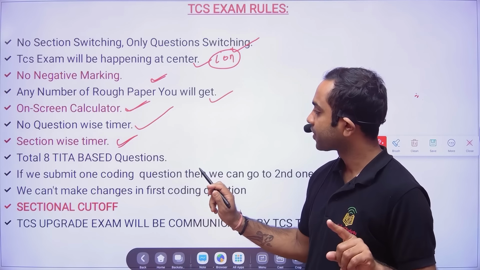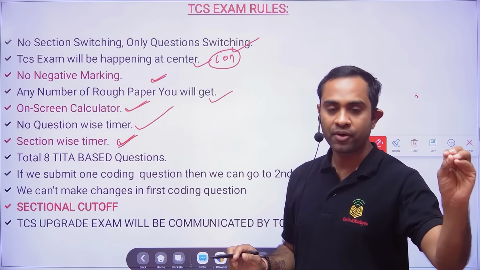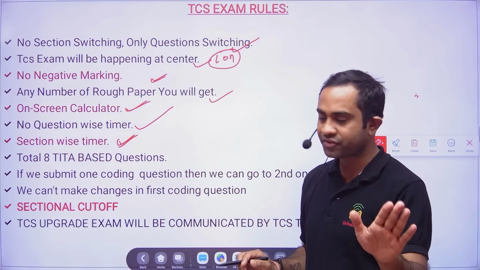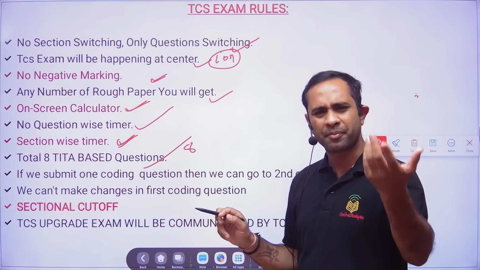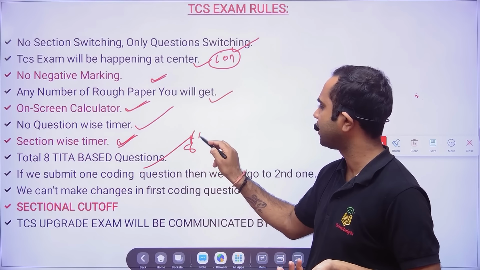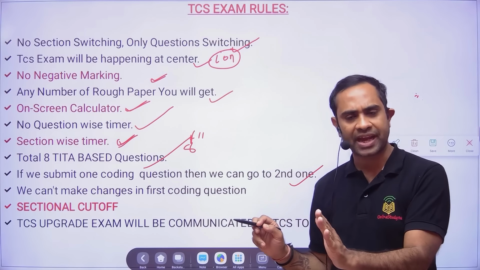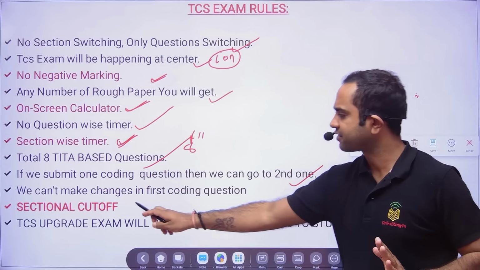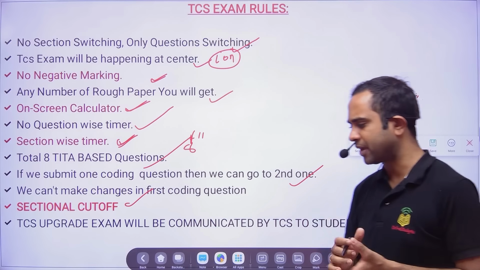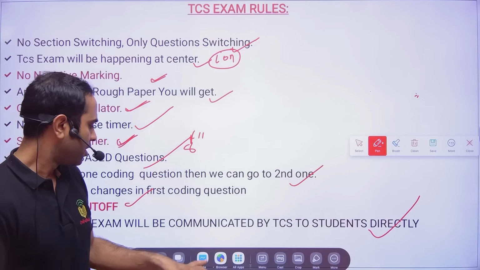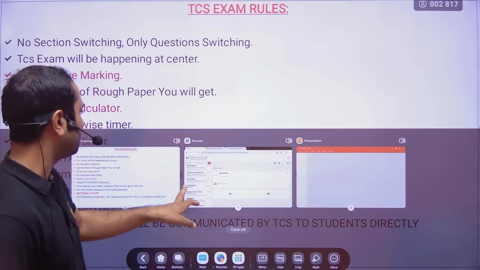Section-wise timer: there is a section-wise timer, like for aptitude 20 questions, 25 minutes. Total 8 theta-based questions were there; it might be different, 9, 10. Fill in the blanks basically. If you submit one coding question, then you go to the second one. Once you move to the second coding question, you cannot come back. Sectional cutoff will be there. The TCS upgrade exam will be communicated; this upgrade exam is also going to happen. This is what I wanted to communicate to you, so that you keep this in mind.